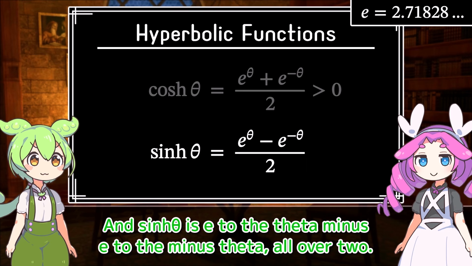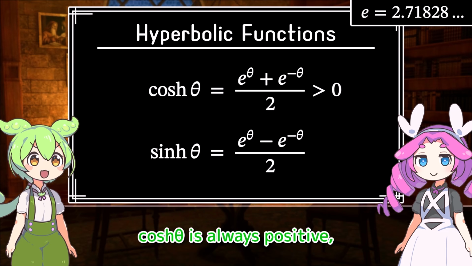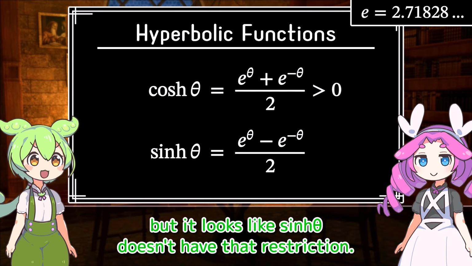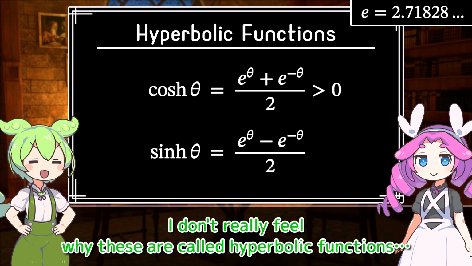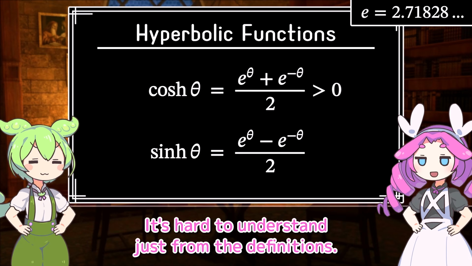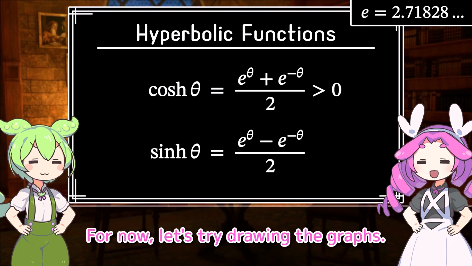And hyperbolic sine of theta is e to the theta minus e to the minus theta all over 2. Before it was addition, but now it's subtraction. Hyperbolic cosine of theta is always positive, but it looks like hyperbolic sine of theta doesn't have that restriction. Still, they're pretty strange definitions. I don't really feel why these are called hyperbolic functions. It's hard to understand just from the definitions, but you'll come to understand its meaning soon. For now, let's try drawing the graphs.